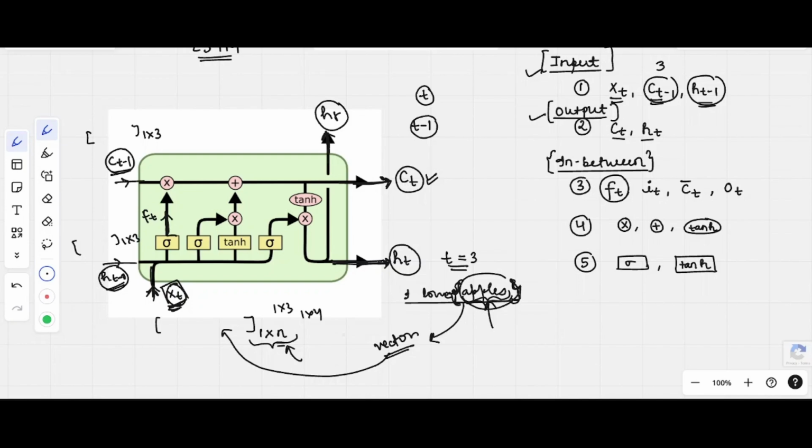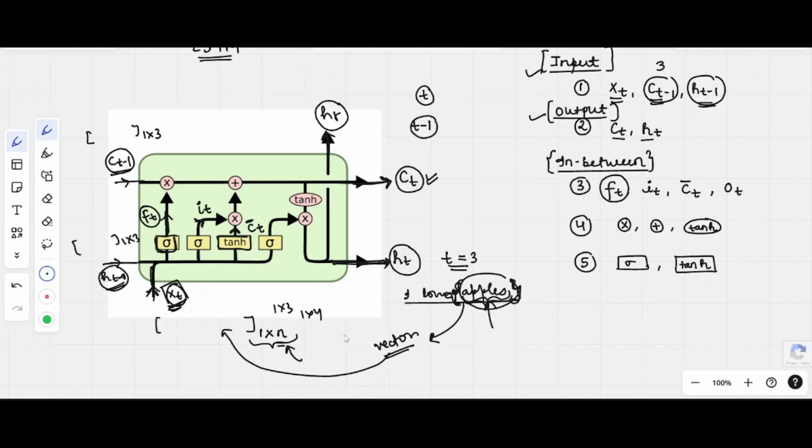You can think that there is certain processing that is happening, and this processing takes ht minus 1 and xt as input, then certain processing happens here, and then we get ft as output. Similarly we take ht minus 1 and xt as input, then again certain processing happens here, and the output that we get here is called it. Similarly, ht minus 1 and xt go as input, some processing happens here, and what we get as output from here is called C dash T.